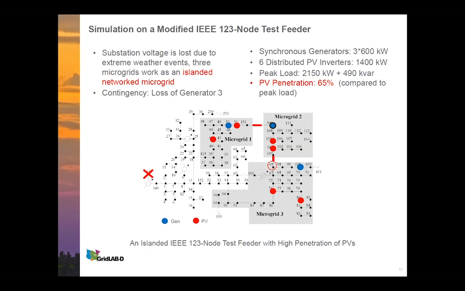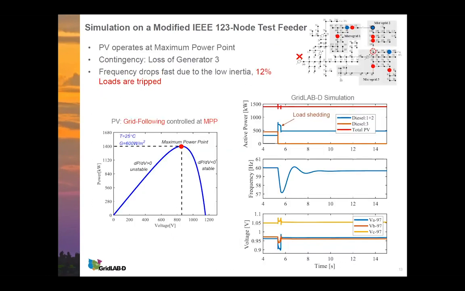So for the contingency, we select to trip off one of the generators, and we want to see how the transients look like. Because now most PV are grid following controlled and operate at their maximum power point. So here is the simulation results under this scenario. As you can see here, the PV output their maximum power, and then when one generator is tripped, we can see a significant frequency drop during this event because of the low inertia of this small islanded system. And because of this fast frequency drop, there are about 12% loads tripped.